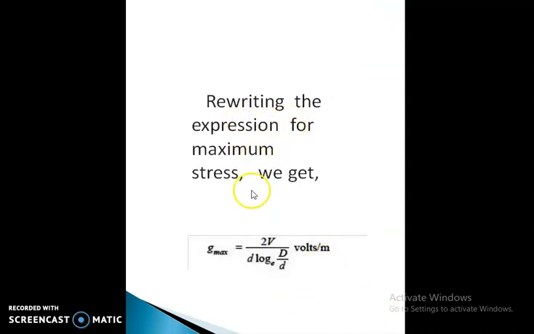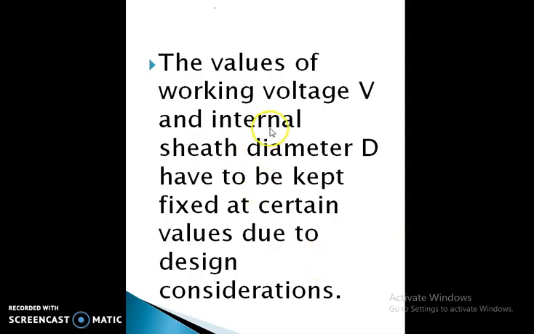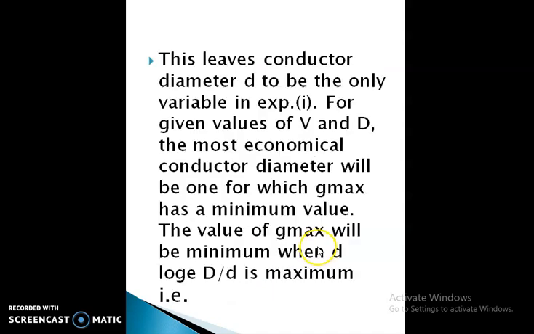Rewriting the expression for maximum stress, we get G max is equal to 2V by d log base e D by d volt per meter. The values of working voltage V and internal sheath diameter D have to be kept fixed at certain values due to design consideration. This leaves conductor diameter d to be the only variable in expression 1 for given values of V and D.